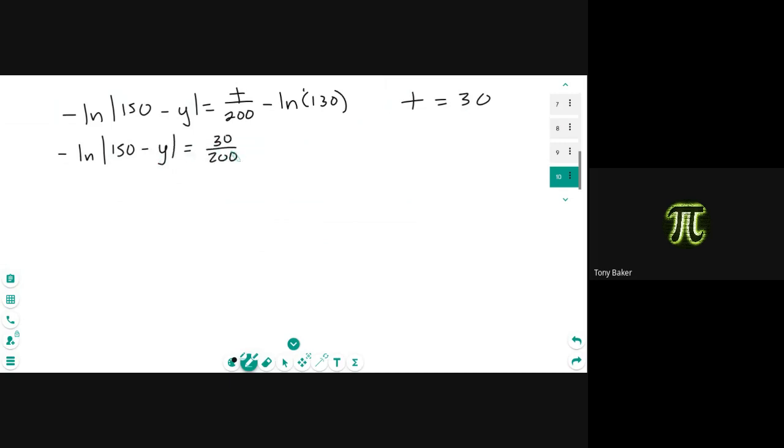Thirty over 200 minus ln of 130. At this point, I would do the 30 over 200 minus ln of 130 and get that as a number. Okay. Plugging that into Desmos gets me negative 4.718. Does that work out nicely to a fraction? No.